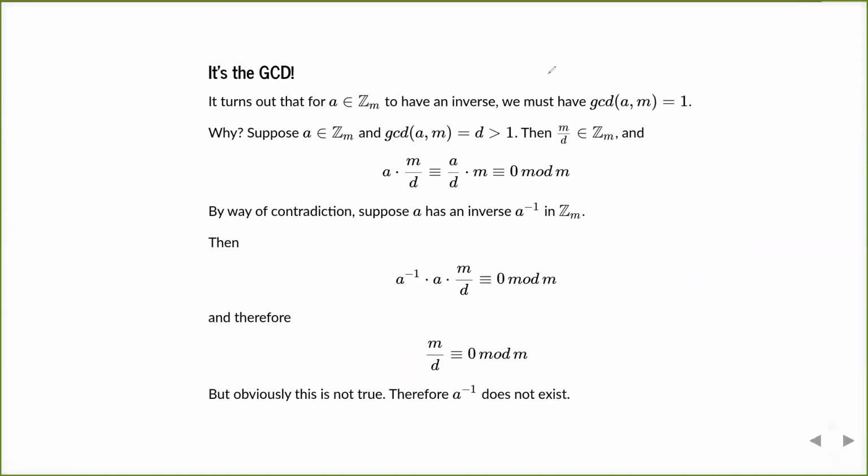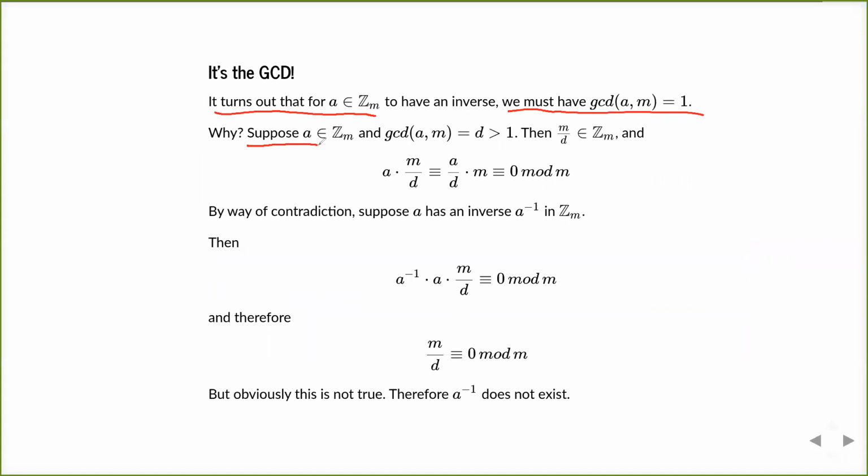All right, and so here's a formal proof. I did an example with 6 and 6 inverse, but this actually gives the proof here. So it turns out that for A to have an inverse, we must have the GCD of A and M equal to 1. So why? This is a proof by contradiction again.